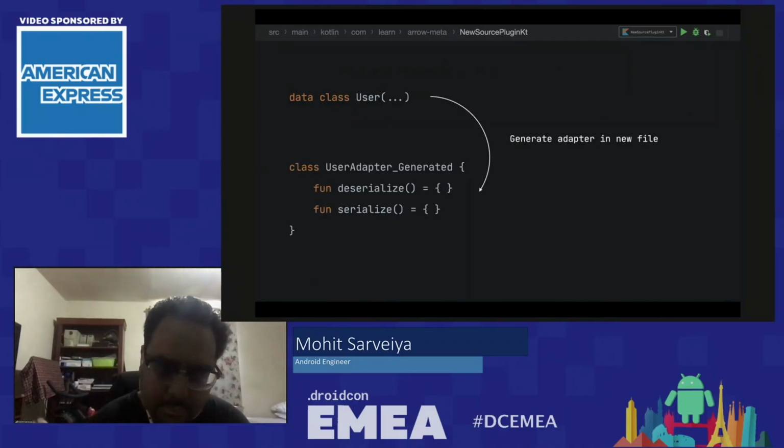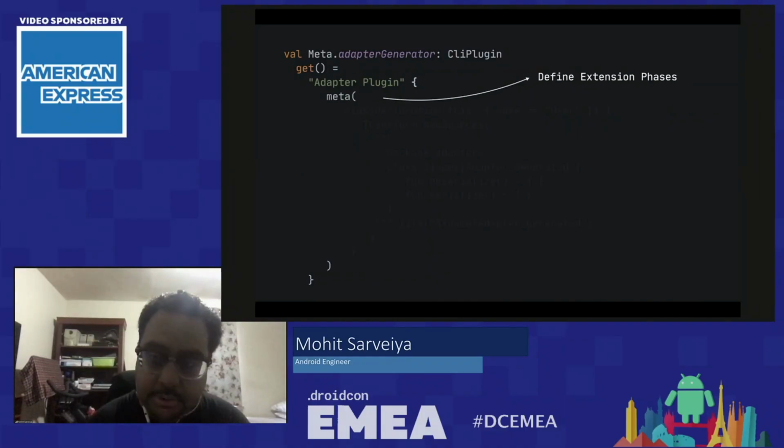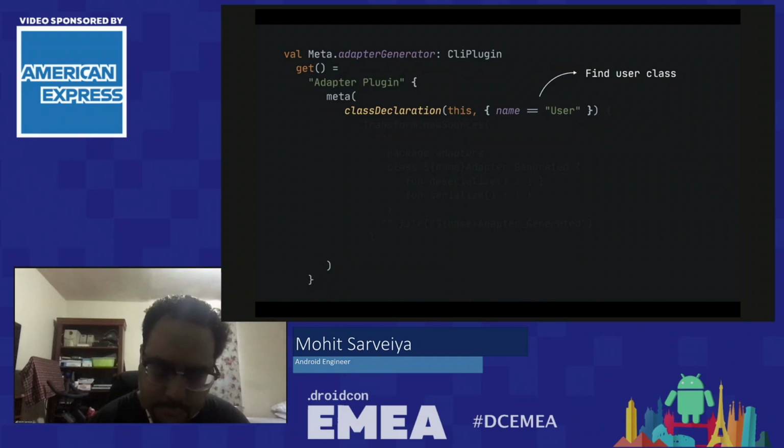So suppose I want to generate this adapter in a separate file. How do I do that? Similar to before, the same mechanics. I'm going to name my plugin, and specify what it's going to do. In this case, first time you're seeing a new code template, class declaration. I want you to find the class declaration where the class name is User. This could be something much more generalized. It's only for simplicity that I filter for a class named User.